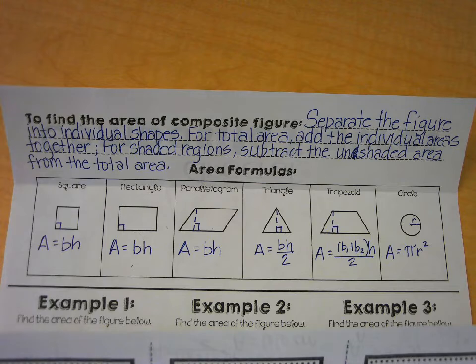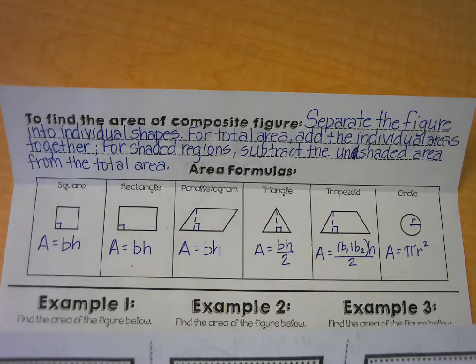All right, so now we have the formulas. We have 6 shapes here, 5 polygons and 1 circle. A square is a rectangle, and the area of a rectangle is base times height. For a parallelogram, it's also a quadrilateral in the rectangle family, so base times height.